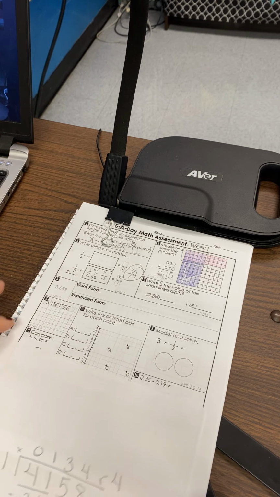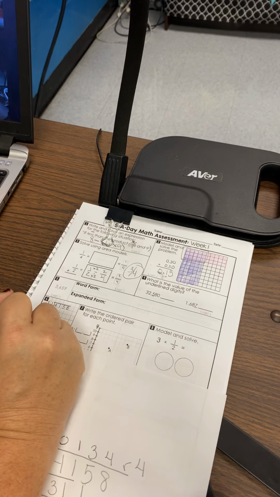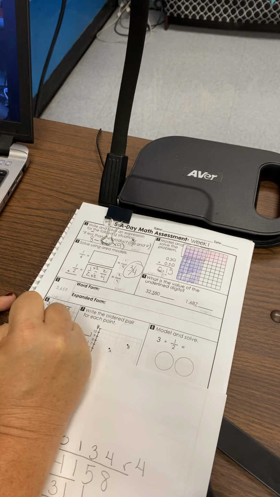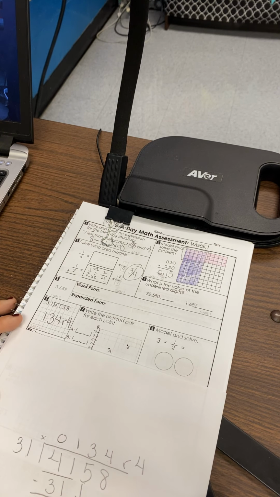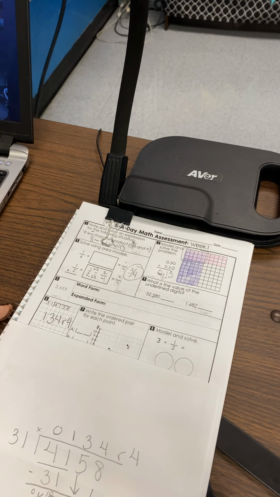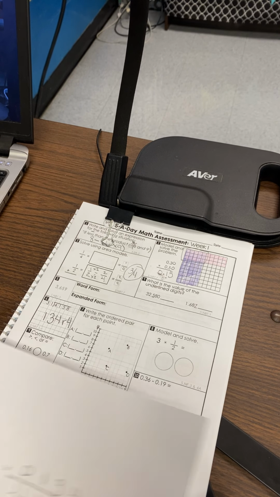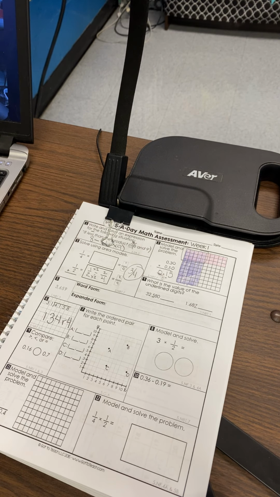All right, let's put that on your number 6. So on number 6, inside of this box, you're going to put 134, remainder 4. Just like that. 134, remainder 4. That was pretty easy, I'll say. All right, here we go.